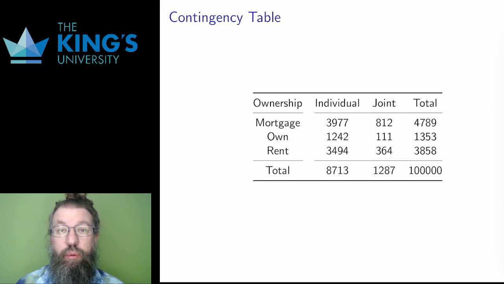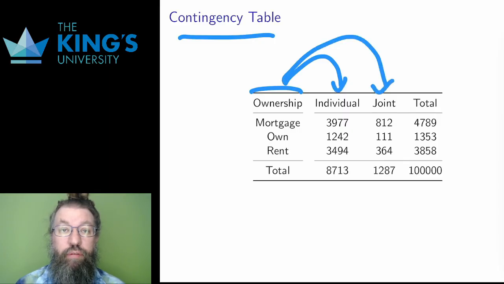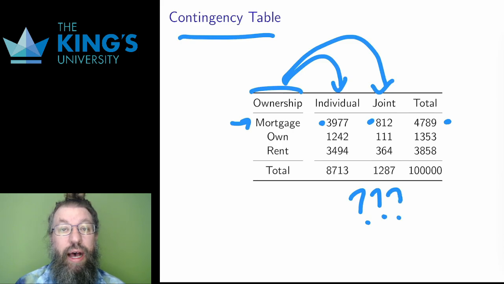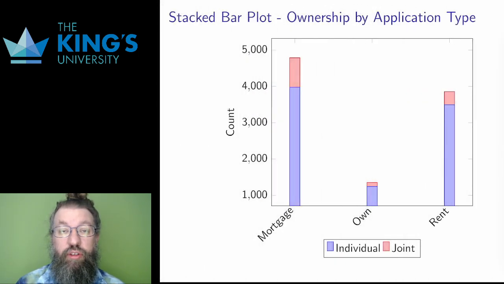A contingency table was introduced in the last video to show how variables interact with each other. Here, I want to see how the ownership variable interacts with the application type, individual or joint. Of the 4,789 applications with a mortgage, 3,977 were individuals and 812 were joint applications. Again, the data is here, but seeing what it all means in just the numbers is getting more difficult. With bar plots, I'm going to show you three different ways to express this contingency table.